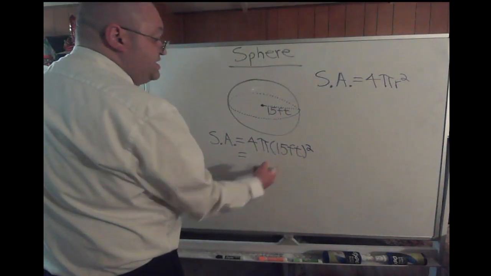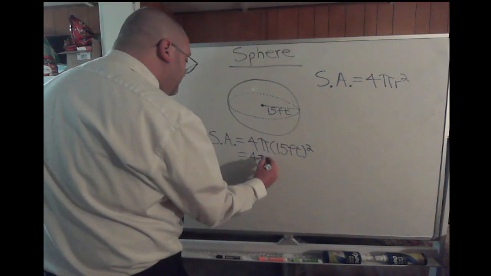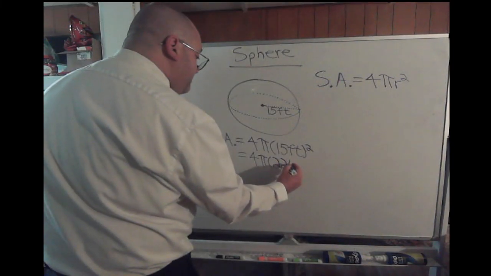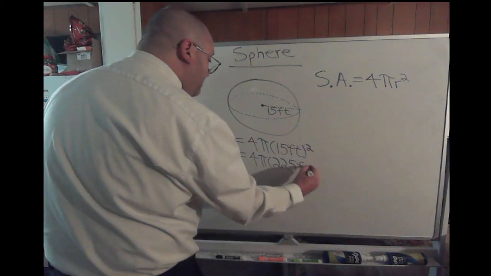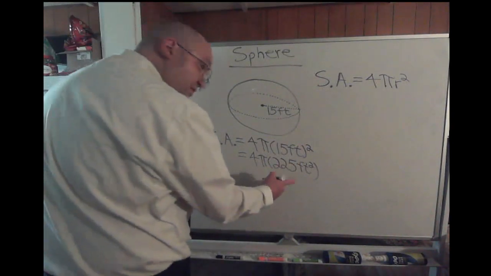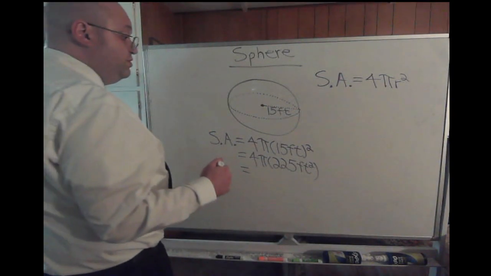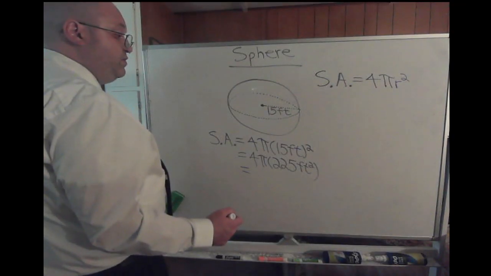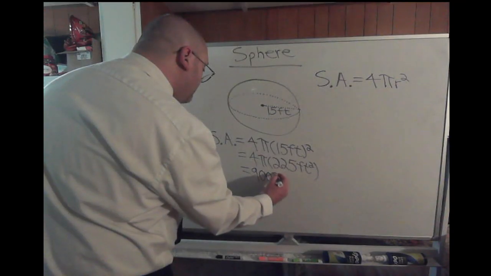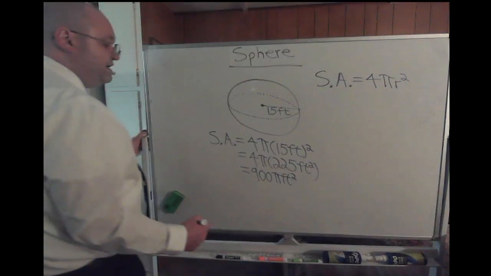Well, order of operations dictates, again, we got to do the exponents first, so we'll do 4 pi. Now 15 to the second power, that's 225. Then feet to the second power, well, that's square feet. So we have 4 pi times 225 square feet. Let's go ahead, let's simplify this further. We'll treat pi like a variable. Let's do 225 times 4. That would end up being 900 pi feet squared. 900 pi square feet.